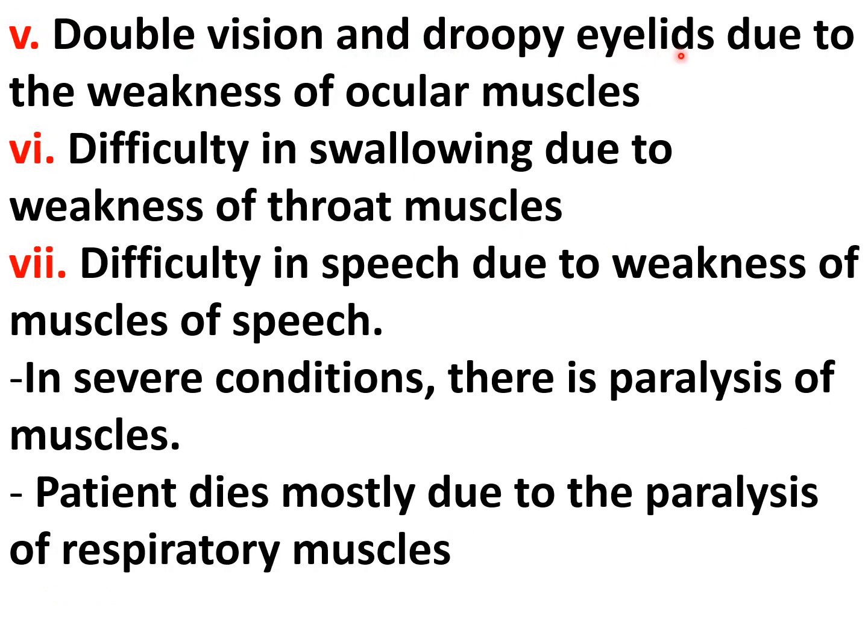double vision and droopy eyelids due to weakness of the ocular muscles, difficulty in swallowing due to weakness of the throat muscles, and difficulty in speech due to weakness of the muscles of speech. In severe condition, there is paralysis of muscles and the patient dies mostly due to paralysis of respiratory muscles.